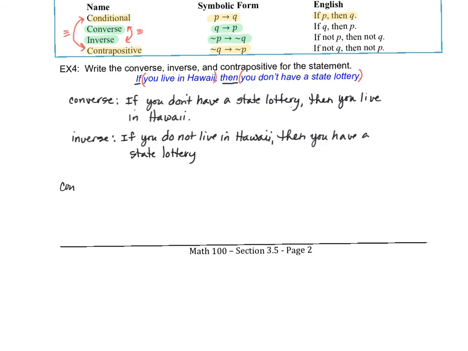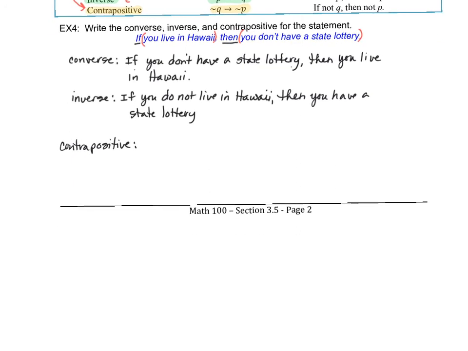Our contrapositive says that we're going to switch and we're going to negate both. So it's: if you don't have a state lottery becomes you have a state lottery. So if you have a state lottery, then you live in Hawaii becomes you do not live in Hawaii.